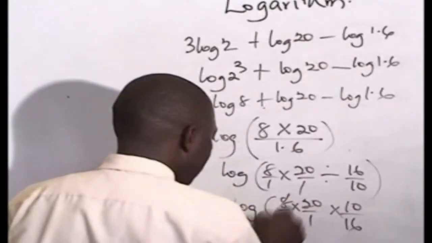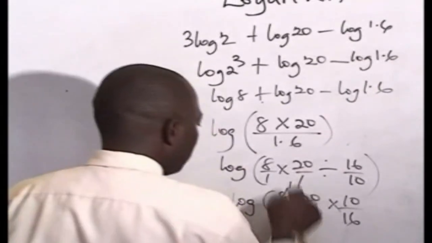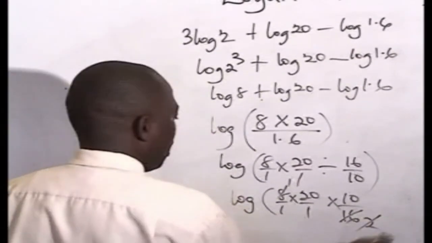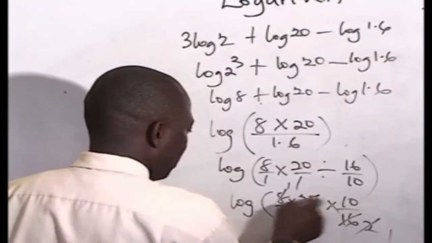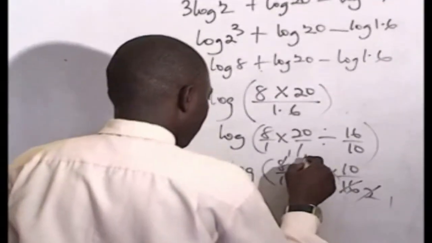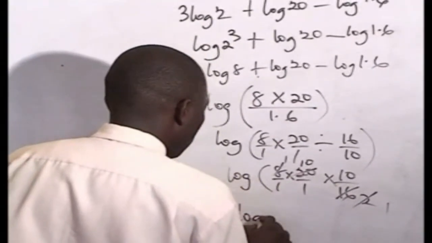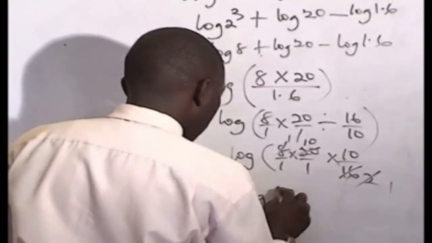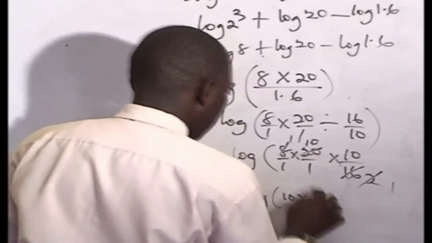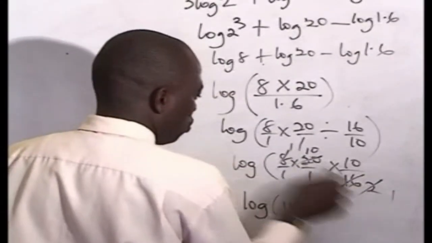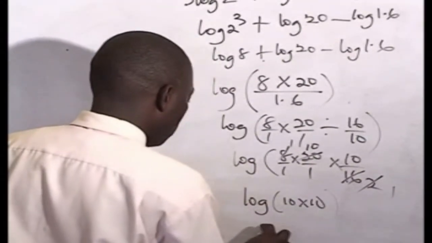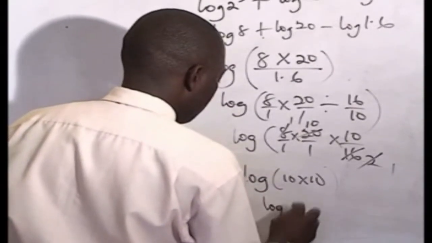So you have 8 here 1, 8 in 16, 2. 2 here 1, 2 in 10, 2 in 20, 10. So you now have log of 10 times 10. 8 has gone in 16 to 2, 2 has gone in 20, 10. So we have 10 times 10, which will give us log 100.